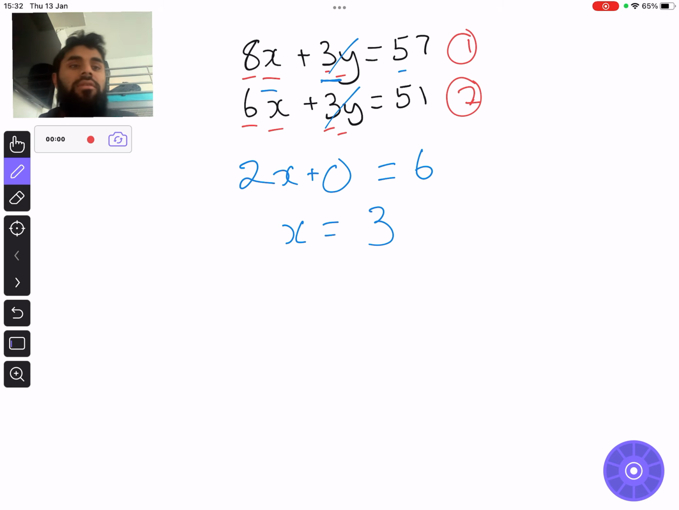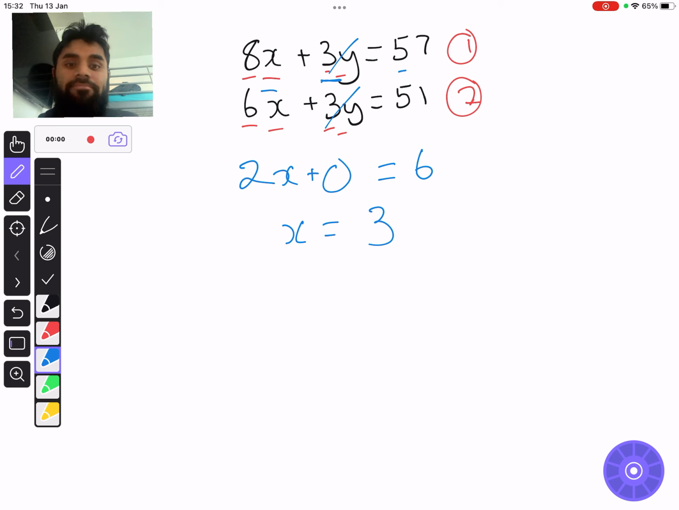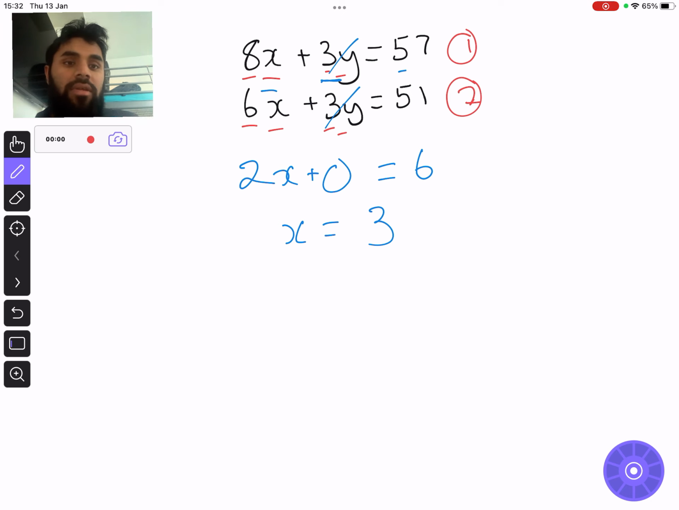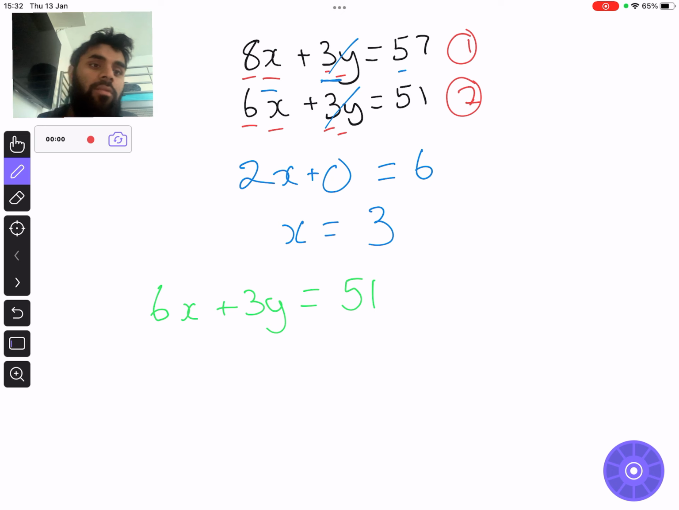So how do we now find out what y is? Well, what we could do is pick one of the equations, either the first one or the second one. It doesn't matter which one because you'll get the same answer anyway. So I'm going to pick the second equation randomly. So let's write that second equation down: 6x plus 3y equals 51. And so what we do now is use the process of substitution. Substitution means that if x equals 3, we can swap that 3 for that x there. So now we can substitute that.